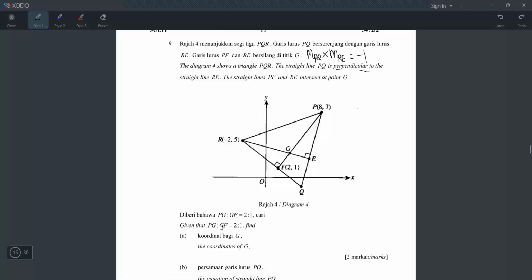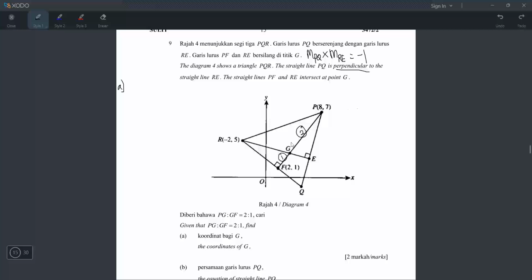PG ratio GF is 2:1. So PG, the ratio is 2. Where is it? PG, okay, 2. And make sure you circle it. Ratio, when you label, have to circle. GF, the ratio is 1. Okay, here, just 1. And then A, it says find coordinate of G. Okay, yeah, can do. How to find the coordinate of G?